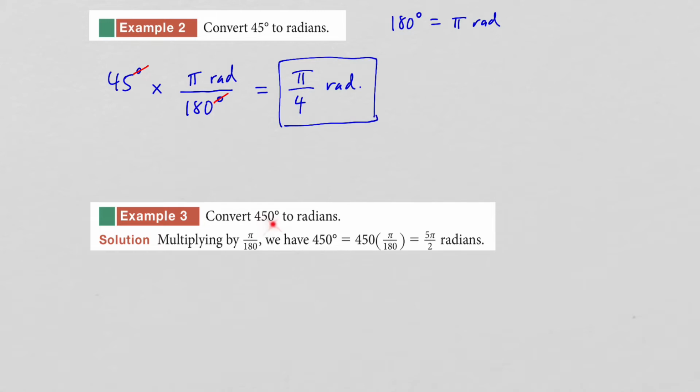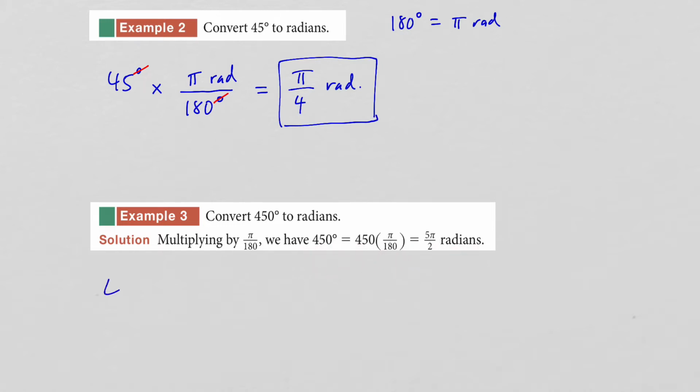Let's try the next example. Let's convert 450 degrees to radians. Well, in this case, the work is already out here. So again, we're multiplying by pi over 180. And if you do that, you end up getting 5 pi over 2. Now, this is sort of a shortened version of the work.